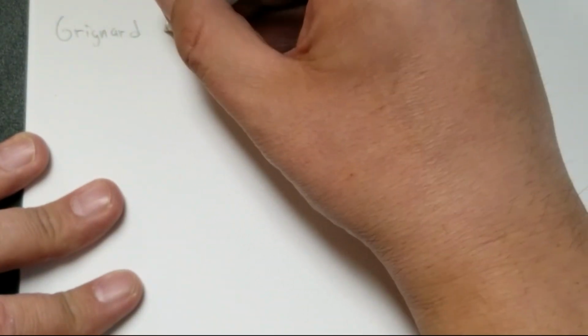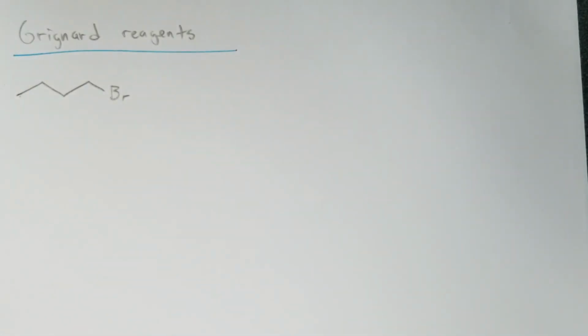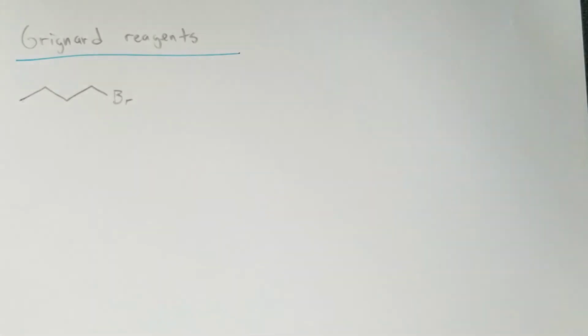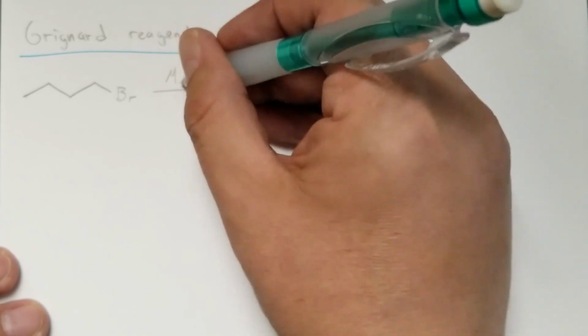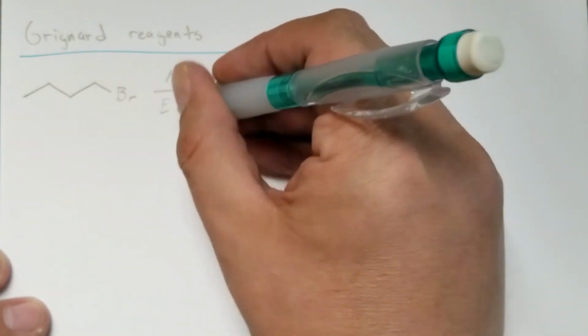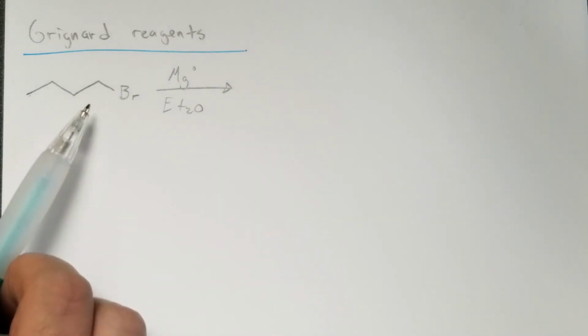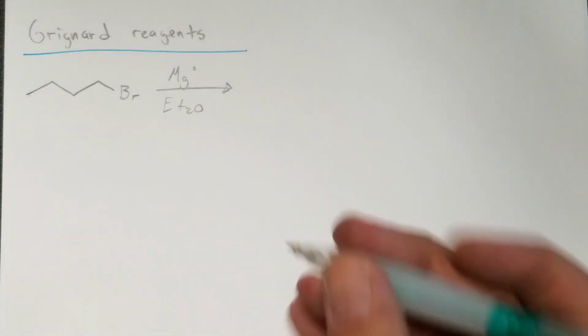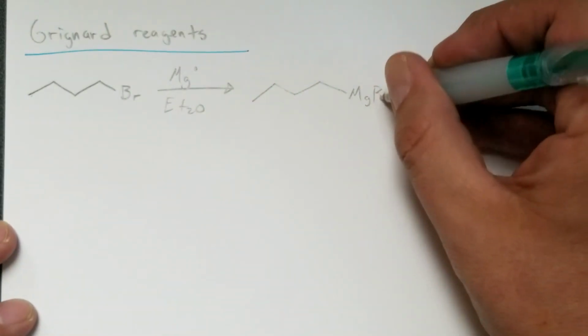Grignard reagents. All right, the way you make these is just like before, you take the corresponding alkyl halide. Wherever you want the carbanion to be, that's where your bromine or your halogen should be. It's commonly done with bromides. And then what we need here is magnesium metal and Et2O. Basically, it's going to plug magnesium right between the carbon-bromine bond. So Mg is now attached there.